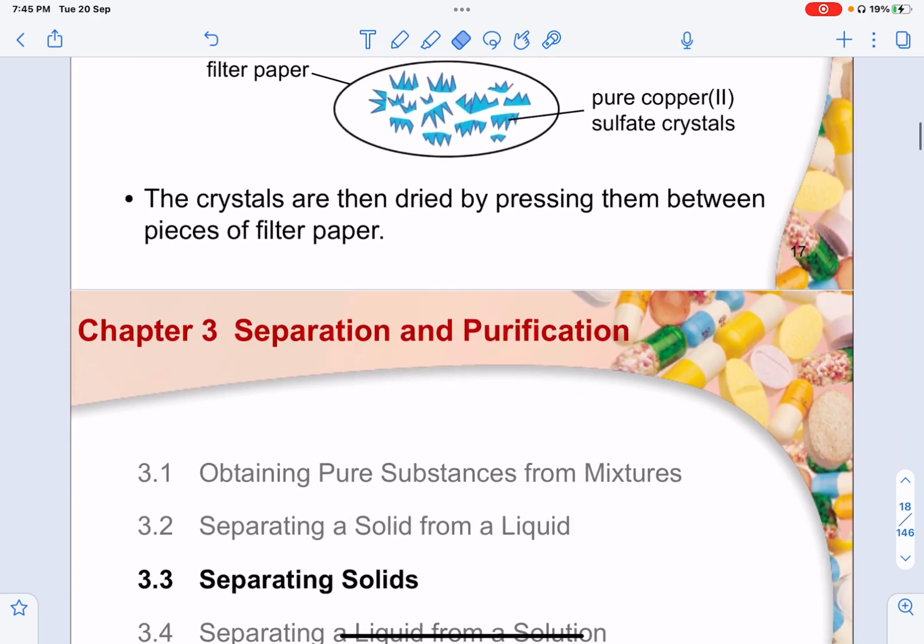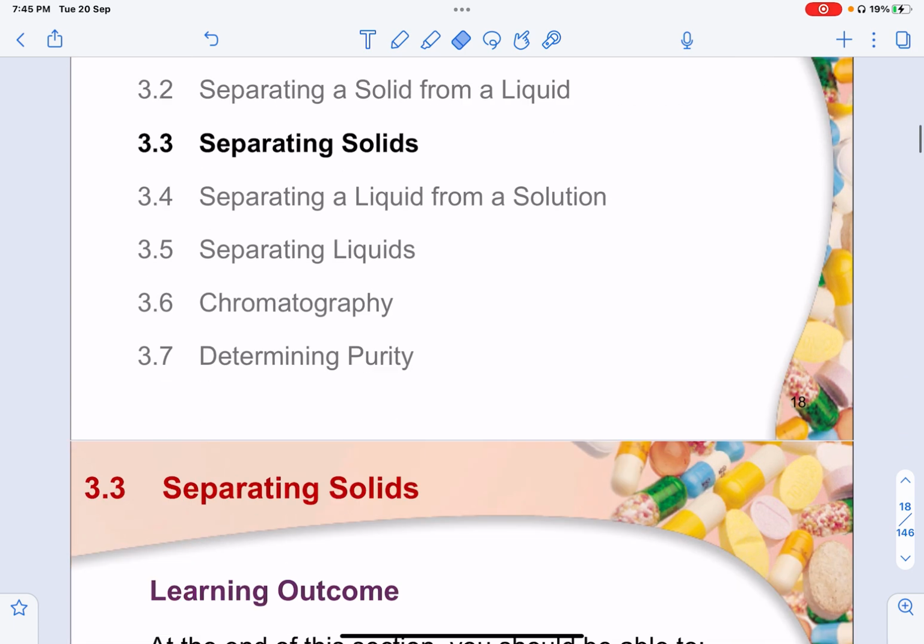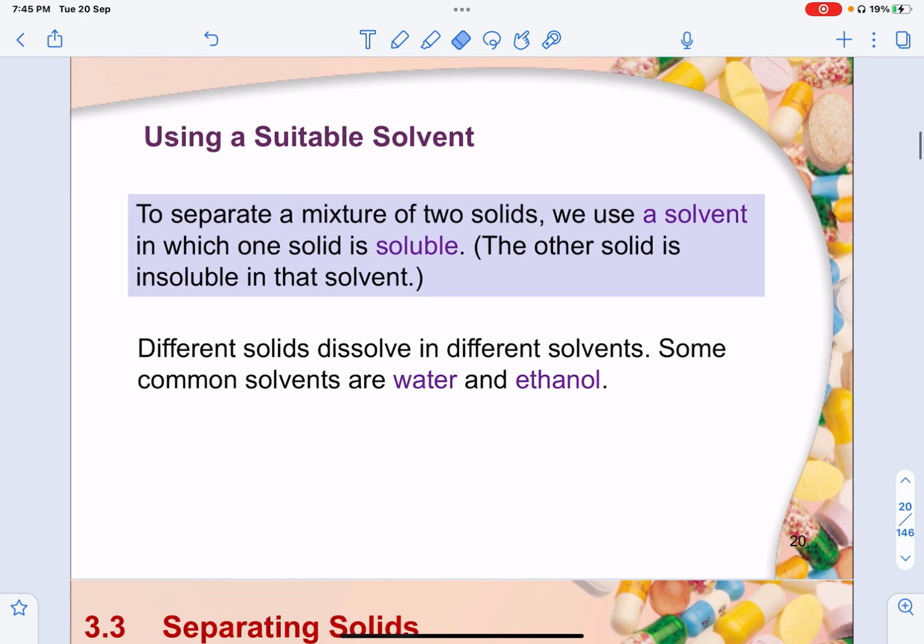It will turn white rather than blue. Next, we look into separation of solid.